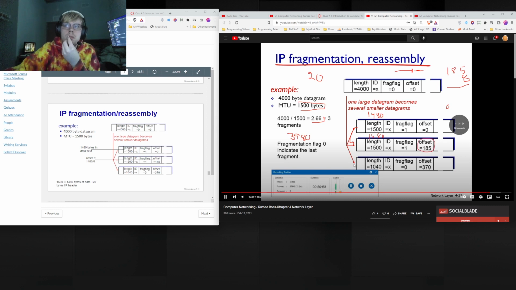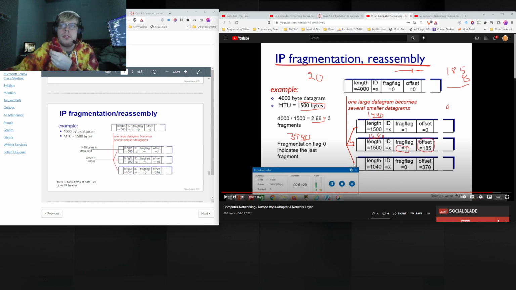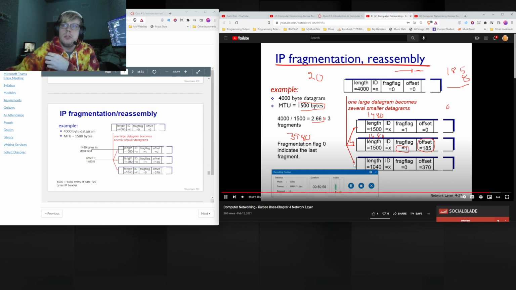480 data already has. I understand all of this. Wait, actually, where does that fragmentation 185 come from?